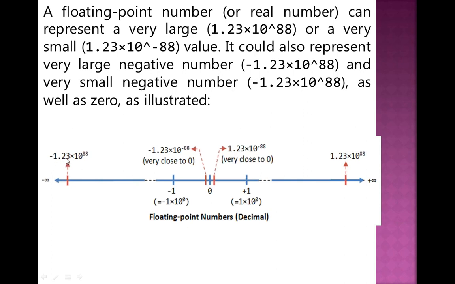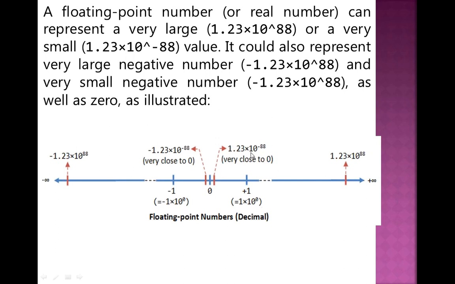First one is minus 1.23 into 10 power 88. This is your large negative number. Then next is minus 1.23 into 10 power minus 88. This is a very small negative number. The first is large and very far from 0 and very near to infinity, so this is a very large number. In the same way, this is very close to 0. This is a small negative number, as the minus sign and the minus power are used.